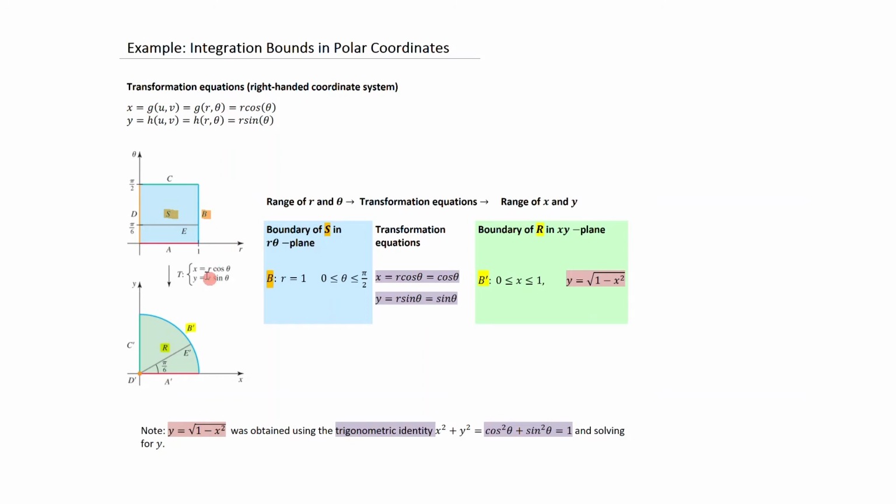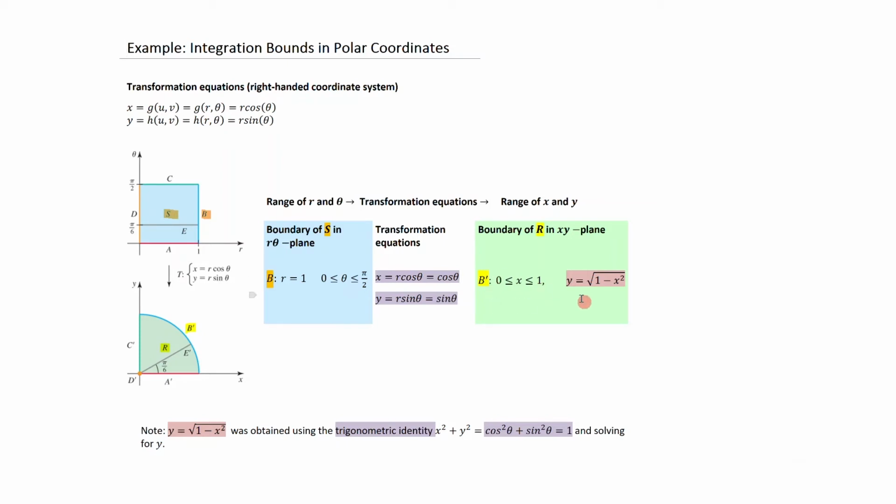So next thing is to look at how does this line transform? All right, so in this case, we have r fixed at 1, and theta can vary from 0 to pi over 2. So if we substitute for r equals 1, this becomes cos theta, and this becomes sine theta. Next, we figure out how this relates to the boundary in the xy plane. Since we have cosine theta here, the value of theta will range from 0 to pi over 2, and that means cosine theta will vary from 1 to 0, or put in compact form, 0 is less than or equal to x is less than or equal to 1.